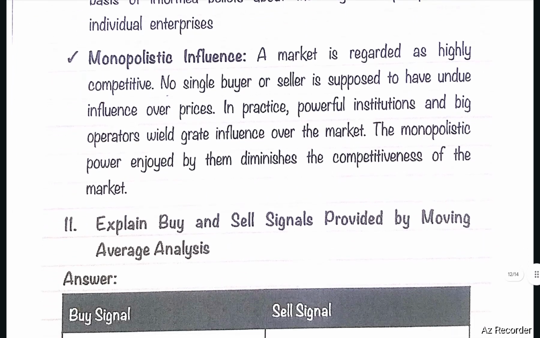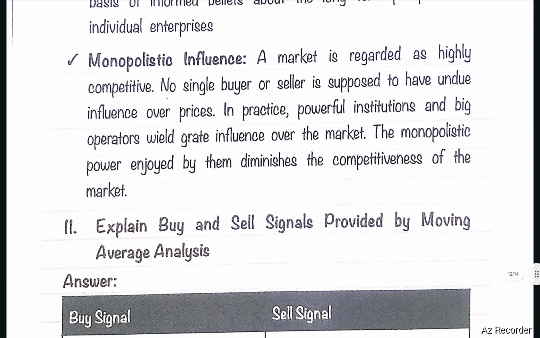Next, monopolistic influence. A market is regarded as highly competitive. No single buyer or seller is supposed to have undue influence over the prices. In practice, powerful institutions and big operators wield great influence over the market. The monopolistic power enjoyed by them diminishes the competitiveness of this market.